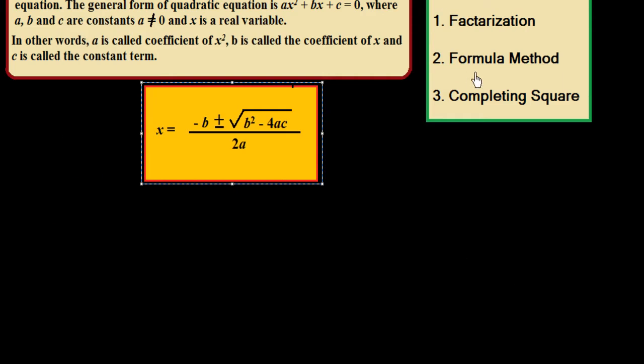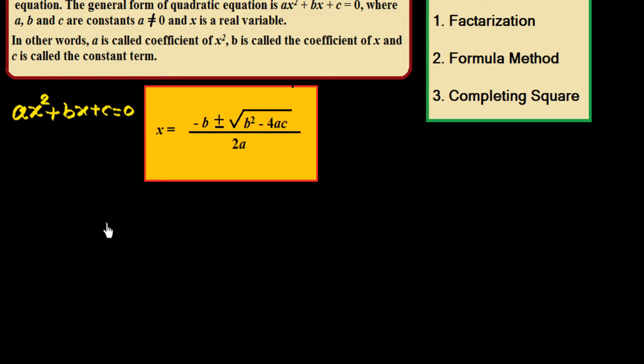Now friends, I would like to tell you about the formula method. First of all, I would like to explain how to derive this formula: x is equal to minus b plus minus root b square minus 4ac over 2a. So first of all, I would like to write the equation. We have ax square plus bx plus c is equal to 0. This is the equation, and from this equation we get this formula for finding the value of x.